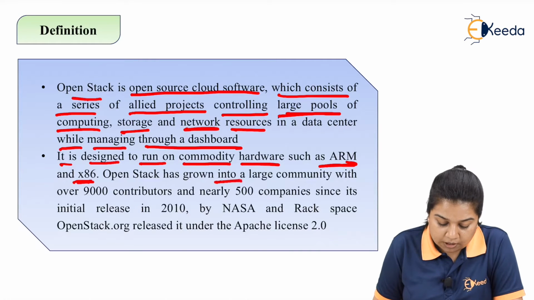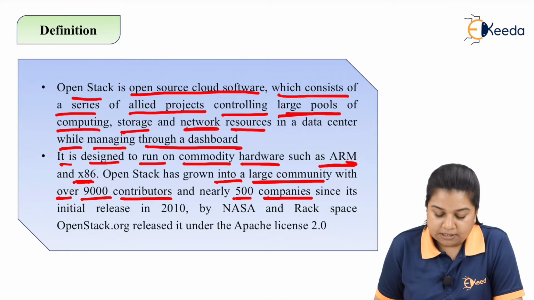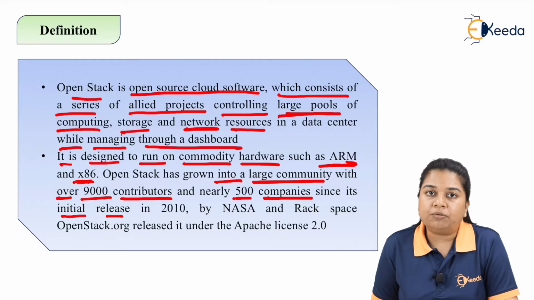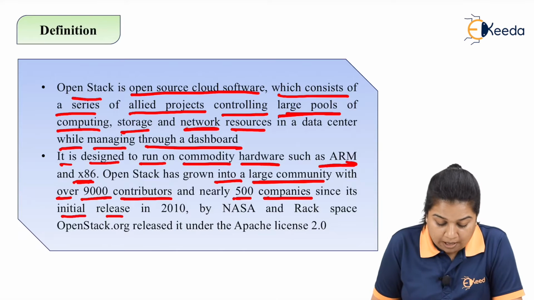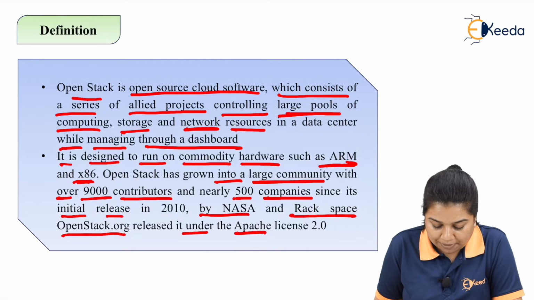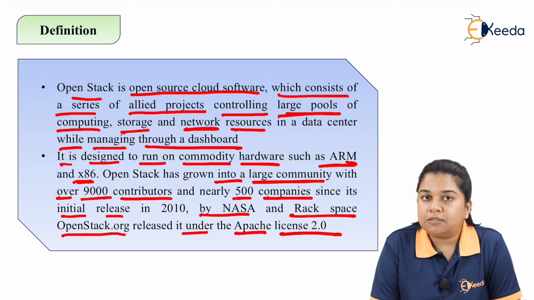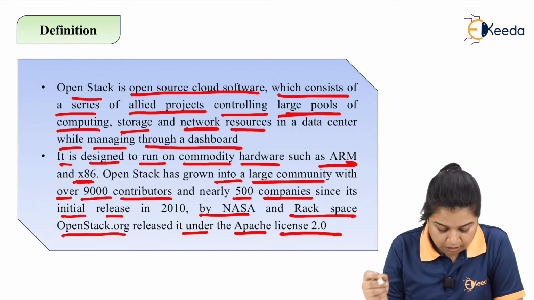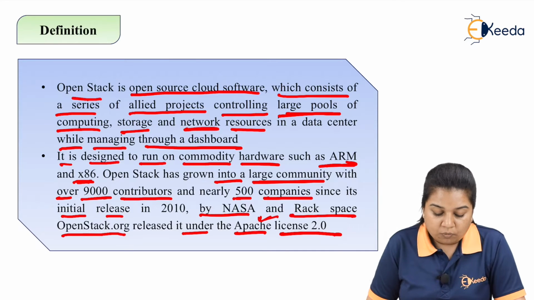OpenStack has grown into a large community with over 9,000 contributors and nearly 500 companies since its initial release in 2010. That means OpenStack came into existence in 2010 by NASA and Rackspace. OpenStack.org released it under the Apache license 2.0. So why is it used?